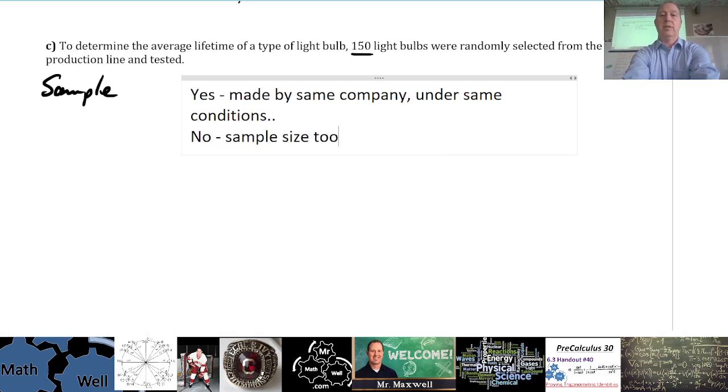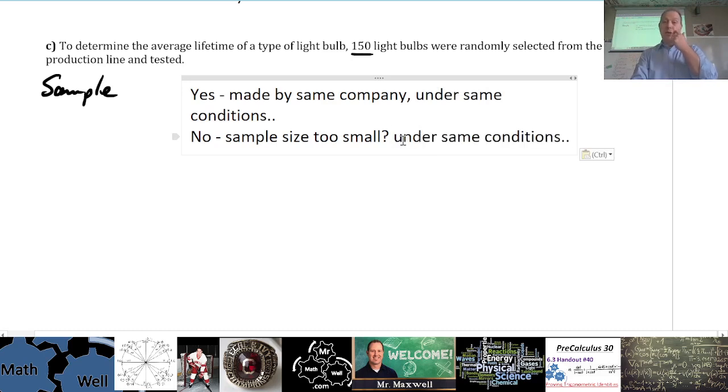Sample size, too small? We don't know. And actually, you could make an argument that this little bit right here is part of the no too. Same factory, same conditions. So guess what? If they're screwing up on the assembly line somewhere, all those light bulbs might be trash. Okay, well, anyways, good thoughts.